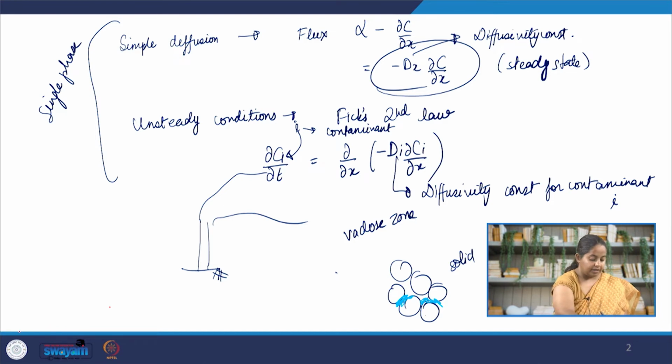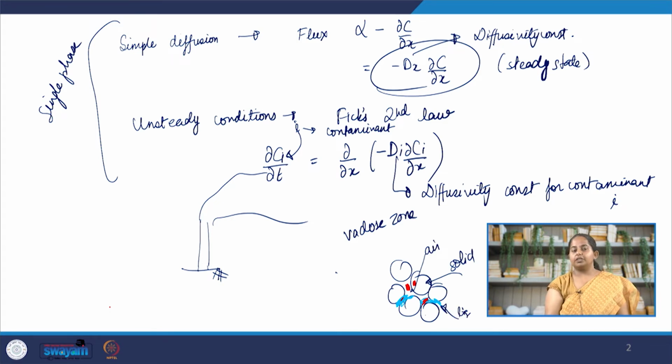And then let's say our contaminant is this color. So some contaminant will be present in the liquid, some will be adsorbed to the solid, and some contaminant will be in the air. So now we are dealing with multiple phases and we are having diffusion here. So how do we take care of that? How do we account for diffusion when we have solid, air, and water, a multiple phase system?